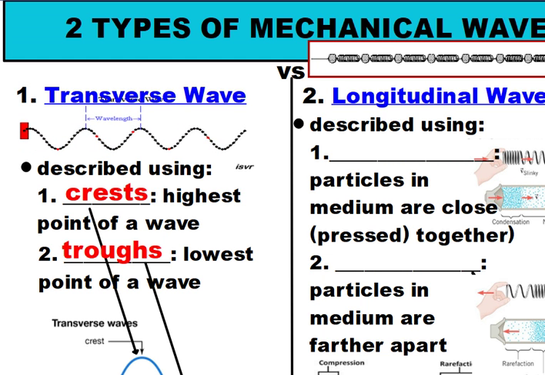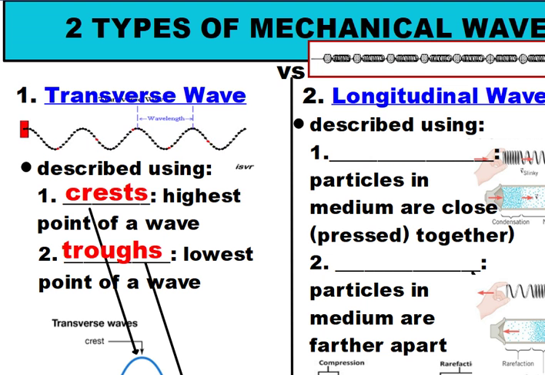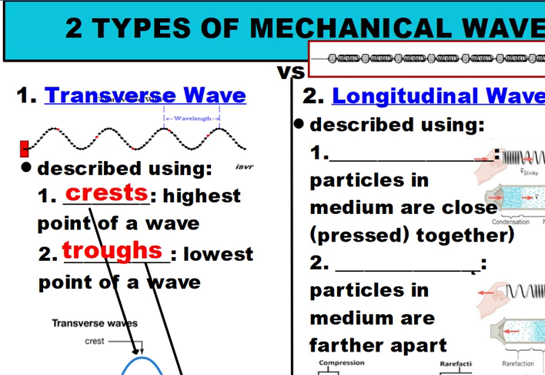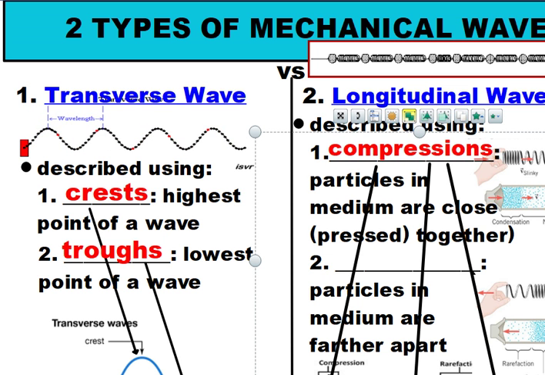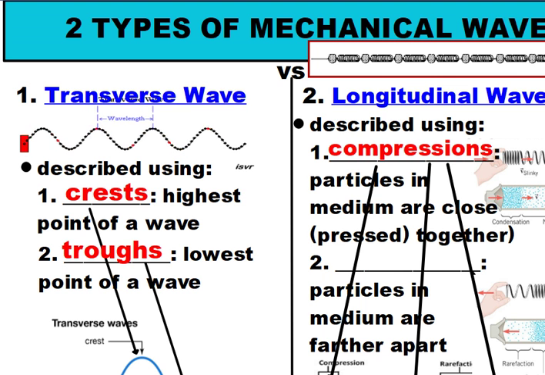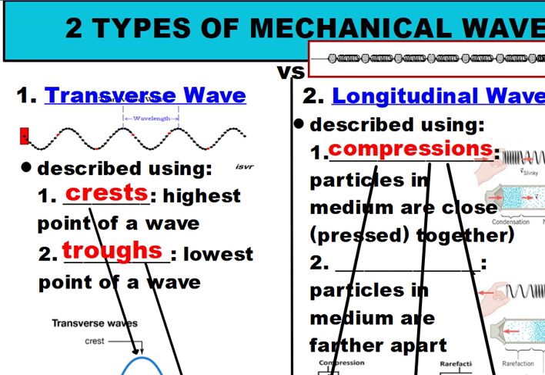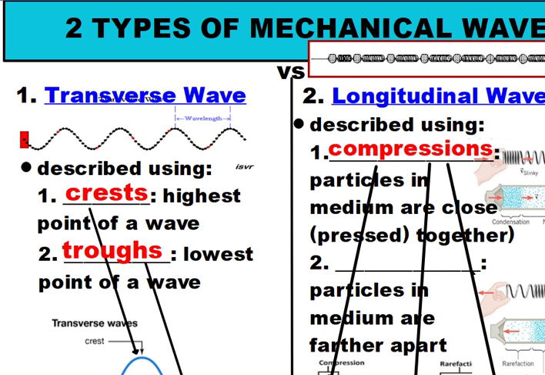We can't describe a longitudinal wave that way because there is no movement up and down. This movement is parallel and goes from side to side. So when we talk about these kinds of descriptions, we are looking at one way of describing it, a compression. With a compression, particles in the medium are really close, or they are being pressed together. That's a good way to remember it: compression, being pressed.